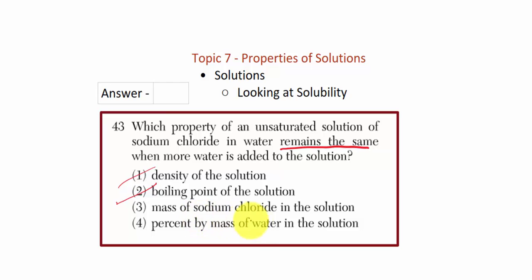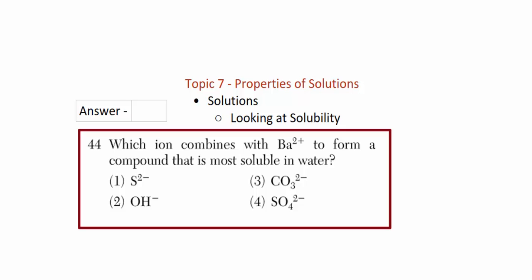Are we changing the mass of the sodium chloride in the solution? Well, no, we added water. We did not add more sodium chloride, and we didn't take any out. So that's the one that does not change. It's number 3. So the answer is going to be 3. The mass of sodium chloride stays the same. And to be thorough, does the percent by mass of water in the solution change? Yes, because we added more water without altering the amount of sodium chloride. So only number 3 works, and we're going to stick with that as our answer.